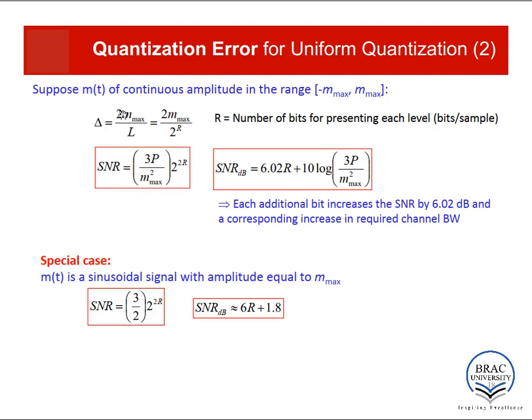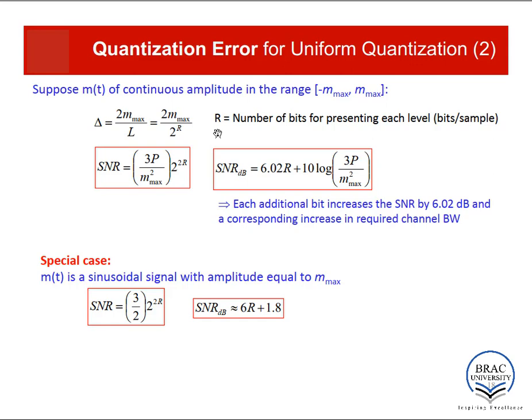So delta is 2m max by L. L is the quantization level. Quantization level is also associated with the encoding process. If we want a 2-bit encoding, then the quantization level will be 2 to the power 2, or 4. If we want 3-bit encoding, the quantization level will be 2 to the power 3, or 8. So, if we want R-bit encoding, then our quantization level L will be 2 to the power R. Here R represents the number of bits.